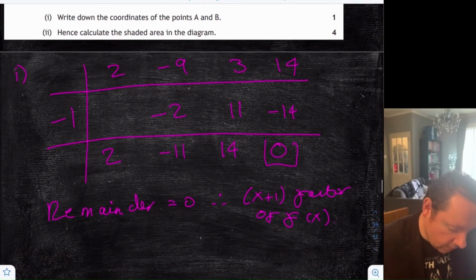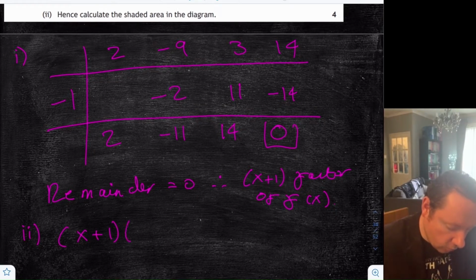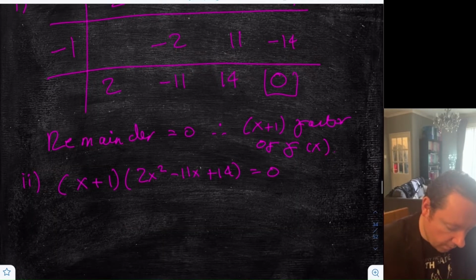Part 2 of this says to solve the equation. Well, we've now got x plus 1 is a factor, and we've got what's left over, 2x squared minus 11x plus 14. So that equals 0. We should be able to factorise this, hopefully.